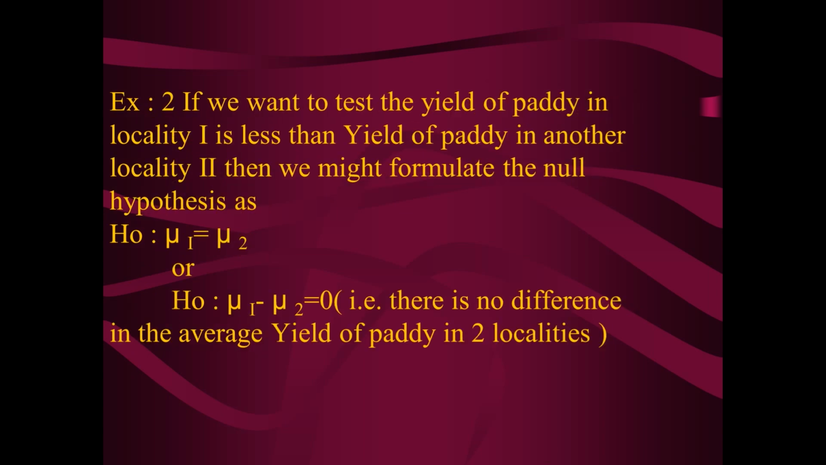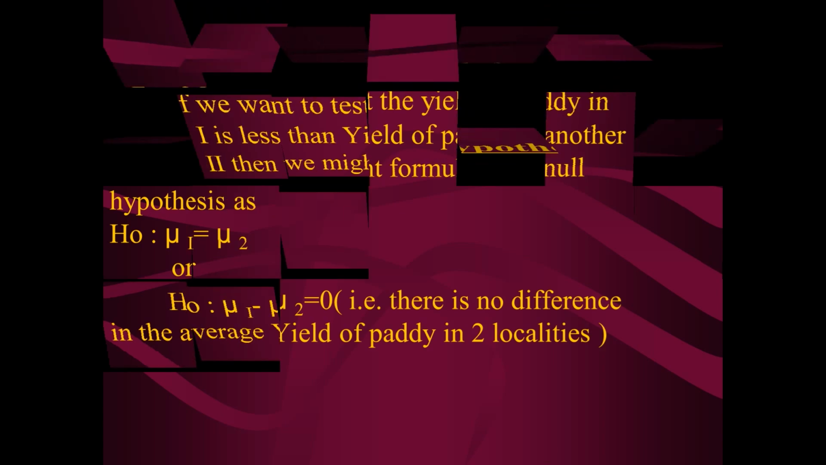To give another example, if we want to test whether the yield of paddy in locality 1 is less than the yield of paddy in locality 2, then we might formulate the null hypothesis as H naught: mu 1 equal to mu 2, or else mu 1 minus mu 2 equal to 0. That is, there is no difference in the average yield of paddy in the two localities.